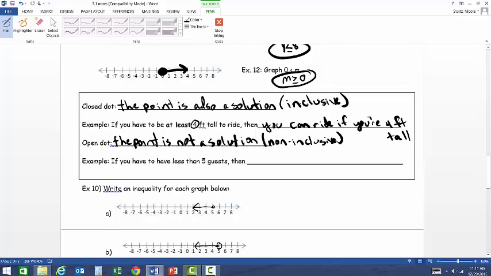So let's say you're having a party. Mom says, you can have some company over, but you have to have less than 5 people. So that means you can have 0, 1, 2, 3, or 4 people. You may not have 5 people, because Mom said less than 5. She didn't say not more than 5, she said less than. So 5 does not count. So 5 is not included.